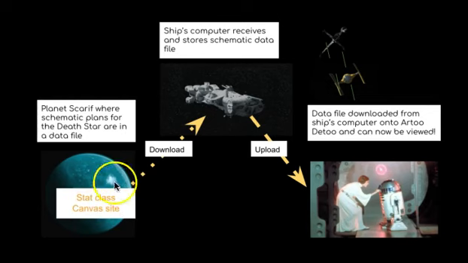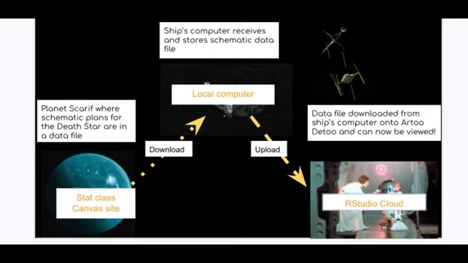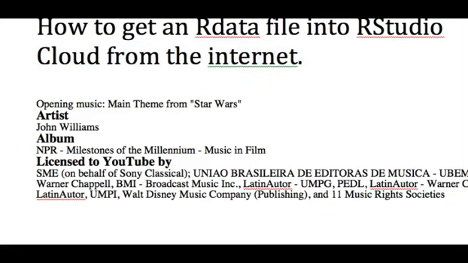We need to download the information to our local computer, which would be similar to the ship, and then we need to upload the information from the local computer to RStudio, which would be similar to R2-D2. So what is the whole process again? You're either on the Canvas site or on OLI. You download the data onto your computer. You cannot look at it here. And then you upload the data into RStudio, and then you can use it. And that is how you can get an R data file into RStudio Cloud from the internet, with some music from Star Wars.